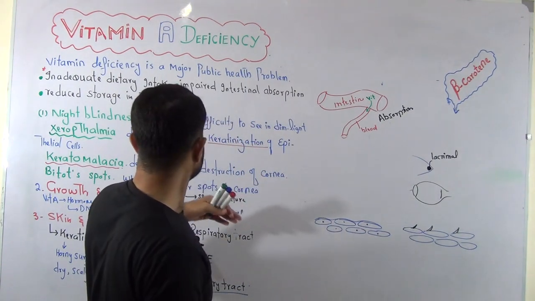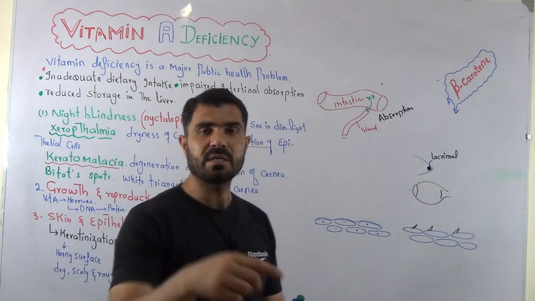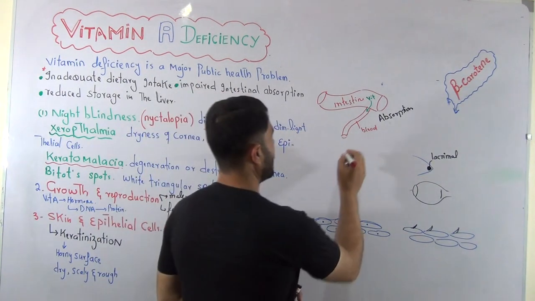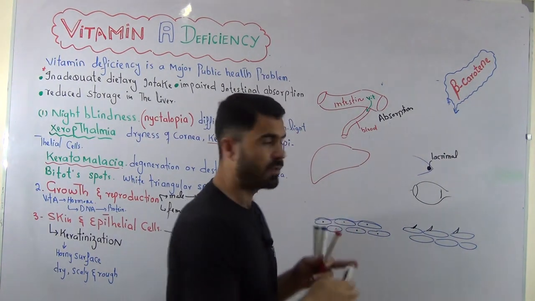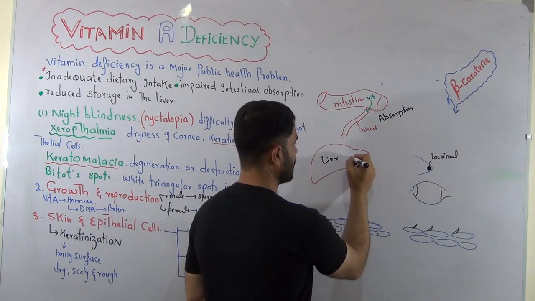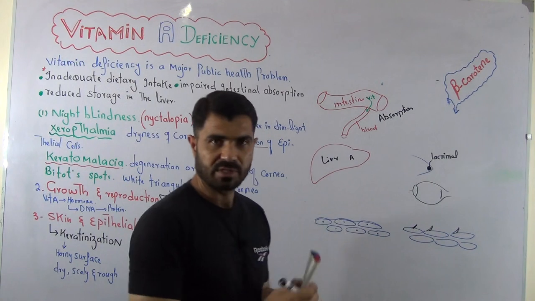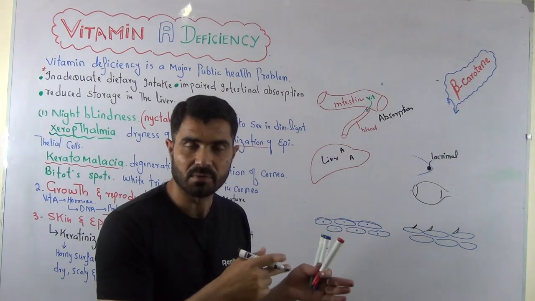The third reason is what? Reduced storage in the liver. You know, vitamin A is a fat soluble vitamin. And we also know that fat soluble vitamins can be stored in the liver. Fat soluble vitamins are A, D, E, K. So vitamin A can be stored in the liver.